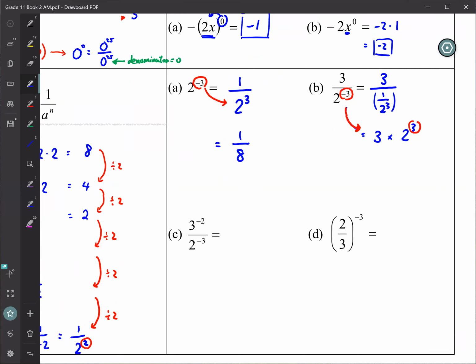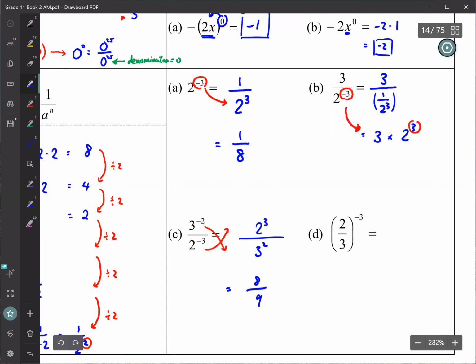8/9. 8/9, yeah. Okay, so this one, they both carry a negative, so they will switch sides. So 2 to the -3 will go up, 3 to the -2 will go down. We'll go to the other side. You get 2 to the 3 and then 3 squared. Of course, you can simplify. 8/9.